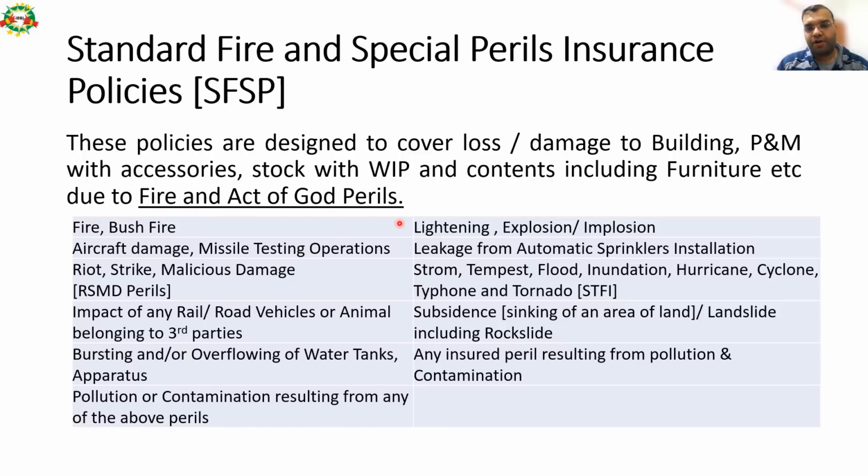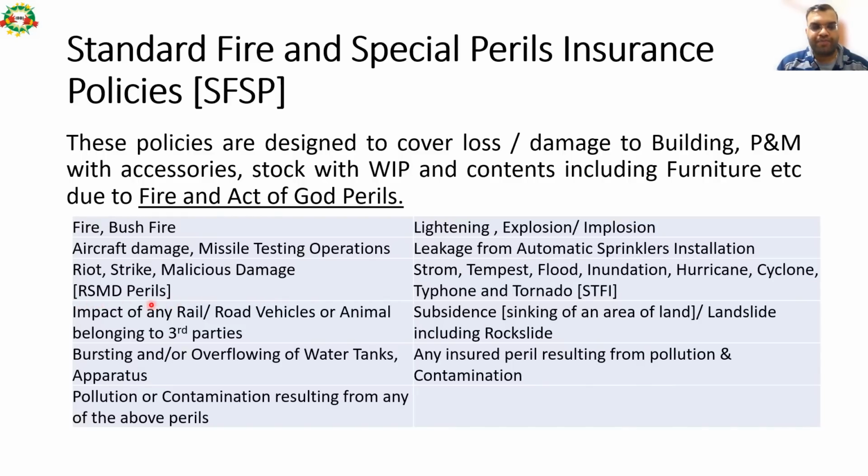Due to fire and act of God perils. This is the important terminology, keywords we should remember: due to fire and act of God perils. So these are the basic act of God or fire. Fire, bushfire, lightning, explosion, implosion, aircraft damage, missile testing, all these things are covered. Leakage from automatic sprinkler installation, riots, strike, malicious damage, storm, tempest, flood, inundation, hurricane, cyclone, RSMD.